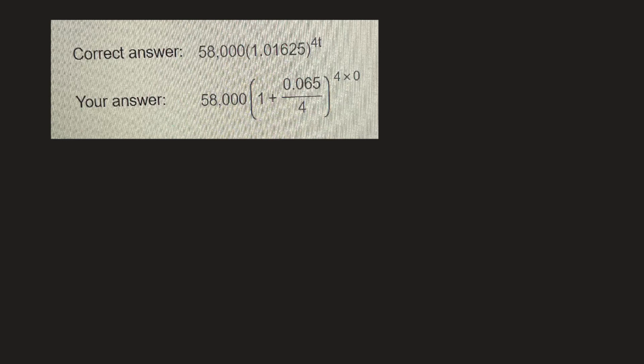Okay, in this question, they first ask you to find out what the function is. And the question is, there's $58,000 that they're putting in, and they're putting it in at 6.5% interest, and the money is compounded quarterly. I think that's what the question is.